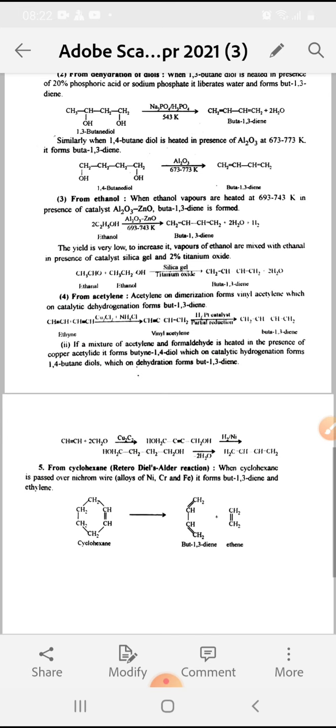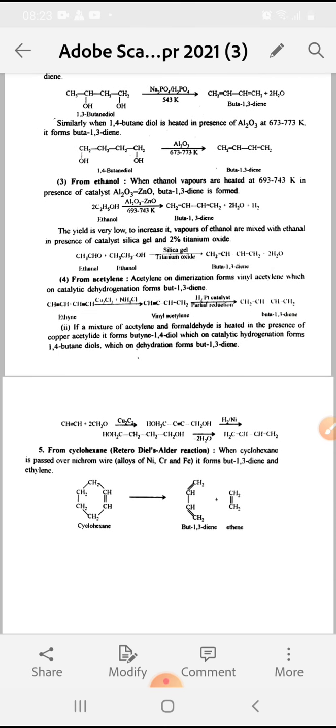The yield is very low, and to increase this yield, vapors of ethanol are mixed with ethanol in the presence of the catalyst silica gel and 2% titanium oxide. So we see that ethanol and ethanol in the presence of silica gel and titanium oxide forms buta-1,3-diene in good yield. The fourth is from acetylene.